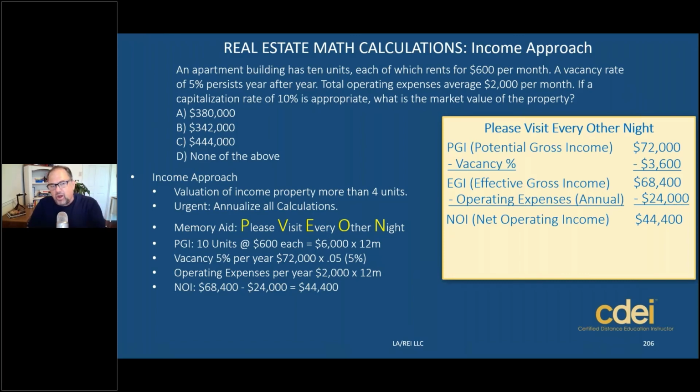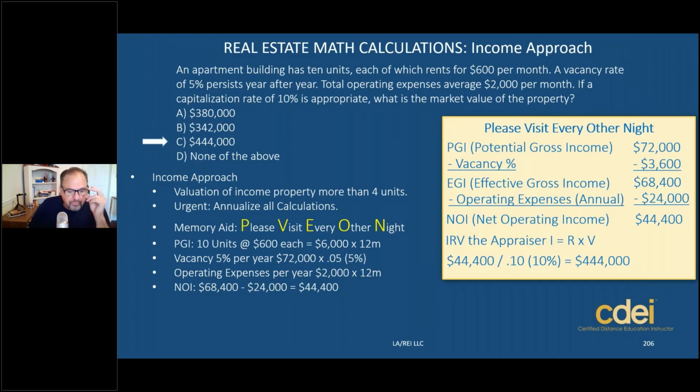So now that I have my net operating income at 44,400, all I have to do is shift gears and go to my IRV, the appraiser short version formula. IRV, the appraiser, nice guy. The I stands for income, or net operating income, equals the rate times value. So I take 44,400, my net operating income, my bottom line, divided by 10%. They give you that in the problem. That's your capitalization rate. If I divide that, I get 444,000, which is answer C.